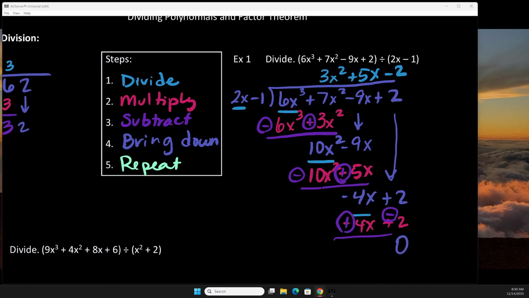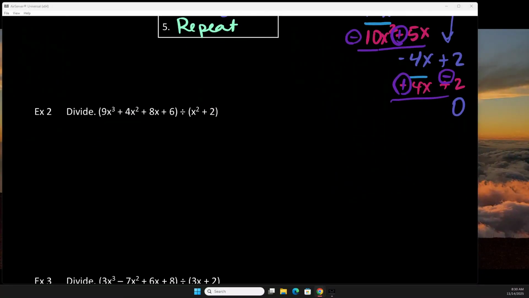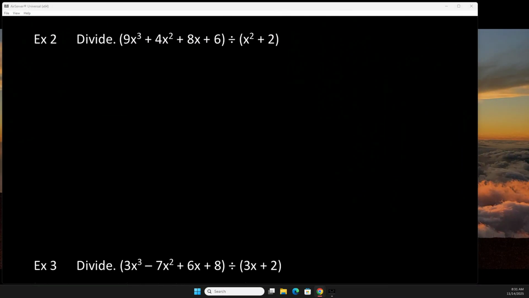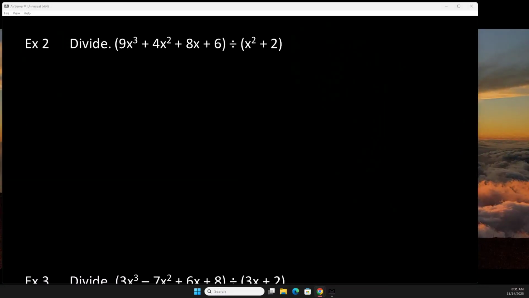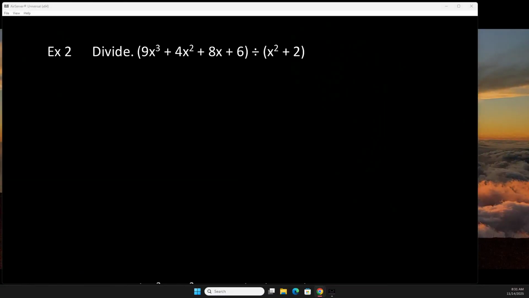All right. Now, sometimes we do get a remainder, and we'll talk about that in a second. So let's look at example 2. We're going to go ahead and set it up by putting the divisor in front, drawing the division box, and putting the dividend underneath.